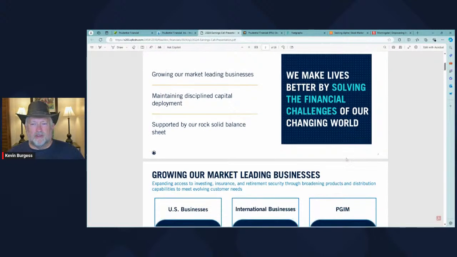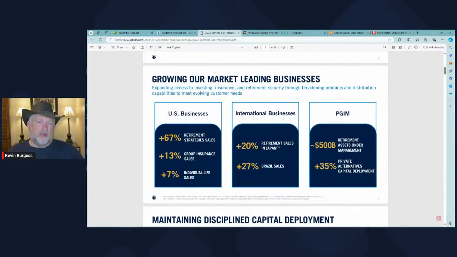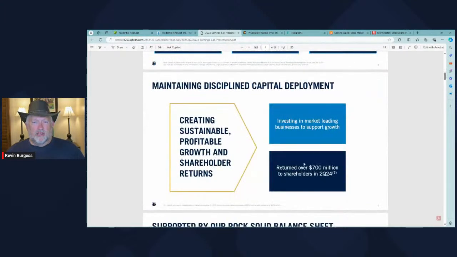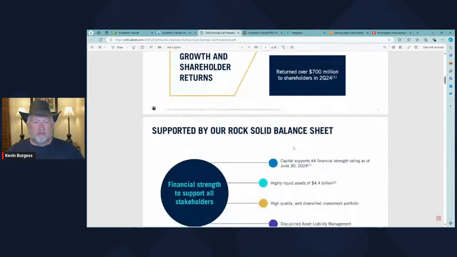That means absolutely nothing to me in terms of their business. So then we go a little bit further. They're growing their market leading businesses. So you can see they've got business in the U.S., they got international, and then they got PGIM, where they manage other people's money, these retirement accounts, and things like that. So maintaining disciplined capital, they returned over $700 million to shareholders. So all of that's good.